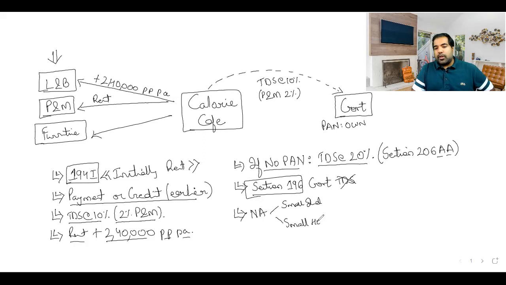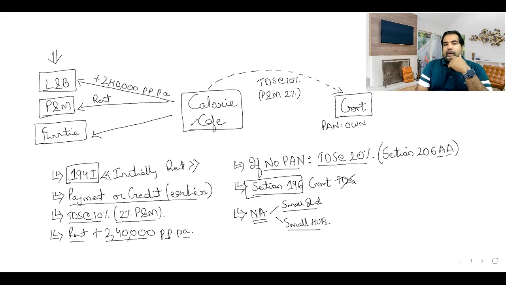Now, what are these small individual, small HUF? By the way, it's a shortcut only for you and me. So don't write small individual, small HUF in the exam. I'll tell you what to write. Small individuals are those people who last year were not subject to audit. That means either they were in one of the heads like salary, etc., where there is no audit, or even if they were in business, the turnover is up to 1 crore or up to 50 lakhs. 1 crore for business, 50 lakh for profession. And same for HUF. So basically, what you will write is: those individuals and HUFs whose last year's turnover is up to 1 crore or up to 50 lakh respectively, 1 crore for business and 50 lakh for profession.